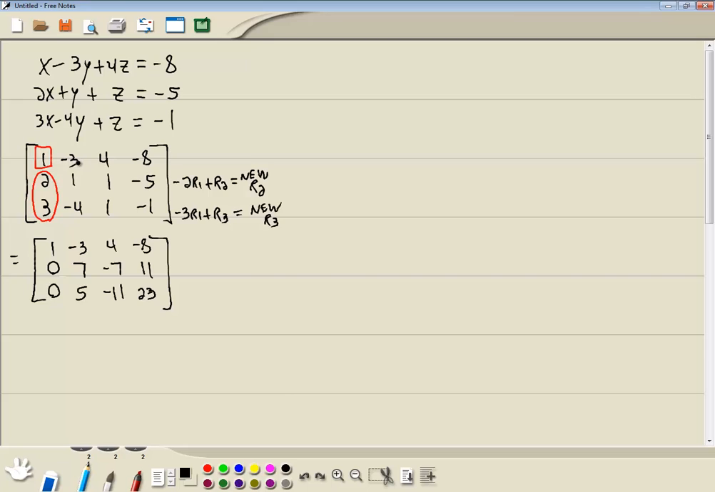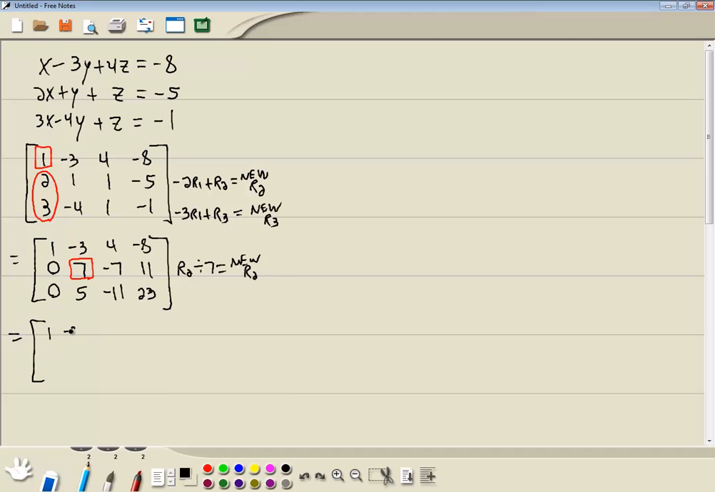Okay, let me check all those. Okay, that looks good. So we got a 1 in this position, 0's below it. So we're going down our diagonal now. So now we want to get a 1 here. Well, we'll divide everything in that row by 7. So we'll take row 2, divide by 7, and that's going to give us our new row 2.